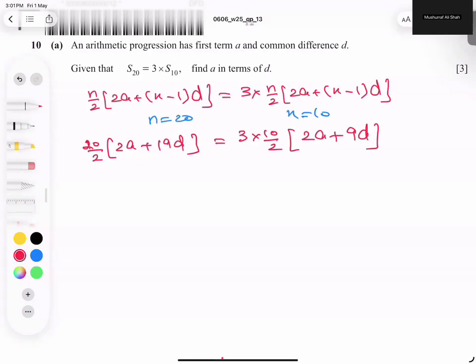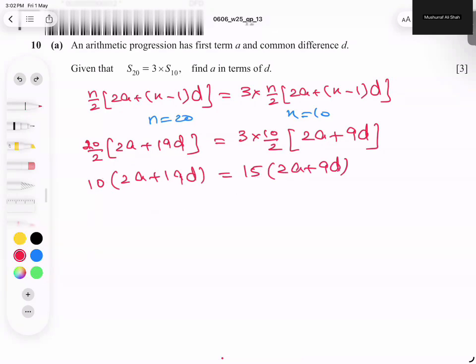So what is this one? On the left side, I got 10, and in the bracket 2a plus 19d. Here I got 5 times 3 is 15, and inside 2a plus 9d. I have no choice except division, or I can say that this is 15 and this is 10, or I can multiply inside. 10 times 2 is 20a and I got 190d. This is 30a, and 5 nines are 45, and 9, 10, 11, 12, 13, 135.